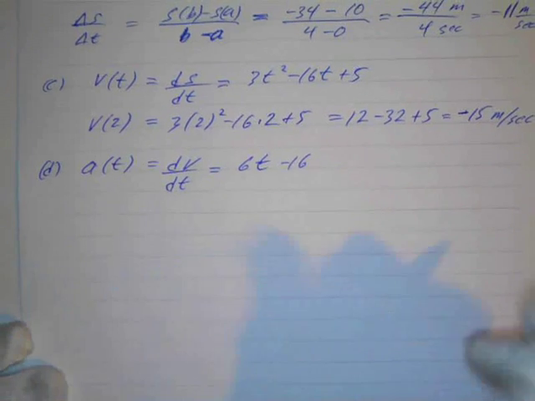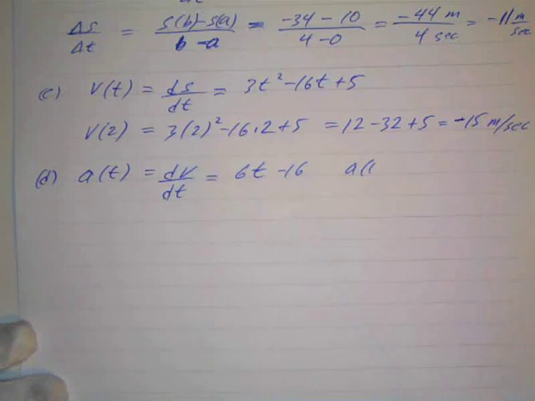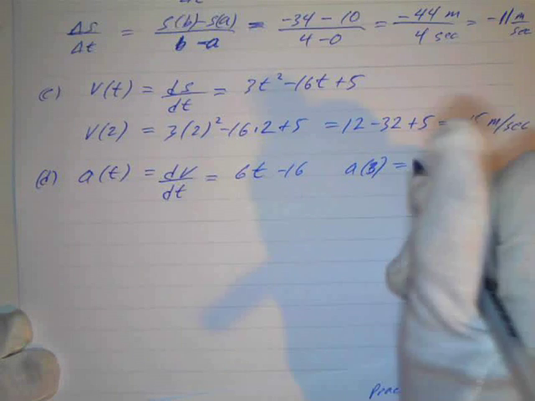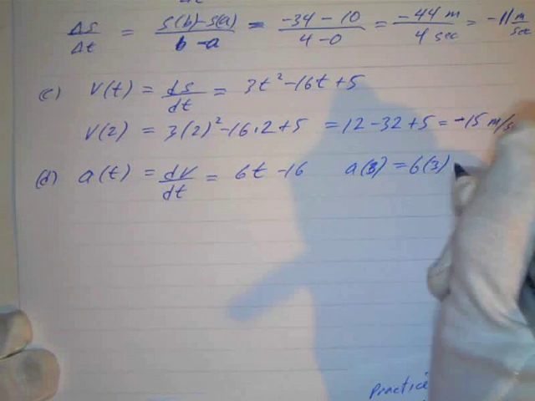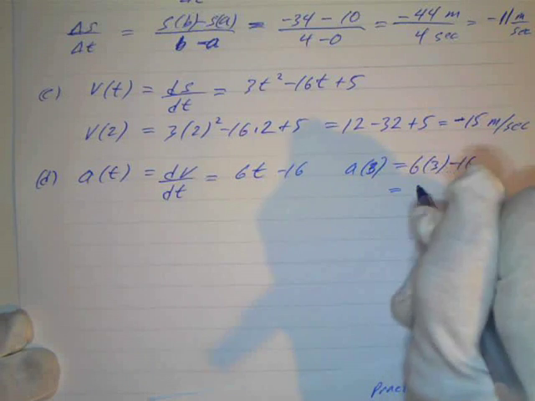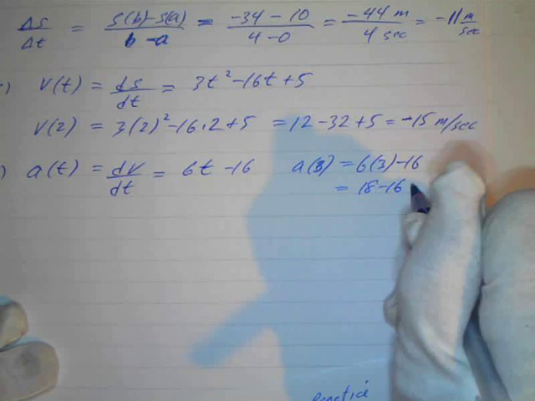So we're going to be looking for a of what? 3. So we'll just put 3 in here. 6 times 3 minus 16. And that's going to be 18 minus 16. And that's just going to be 2.